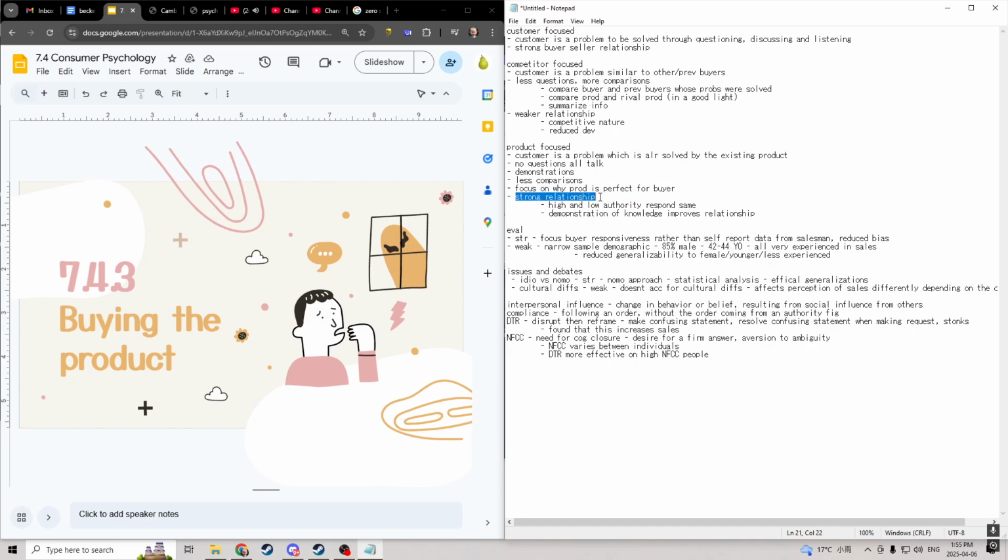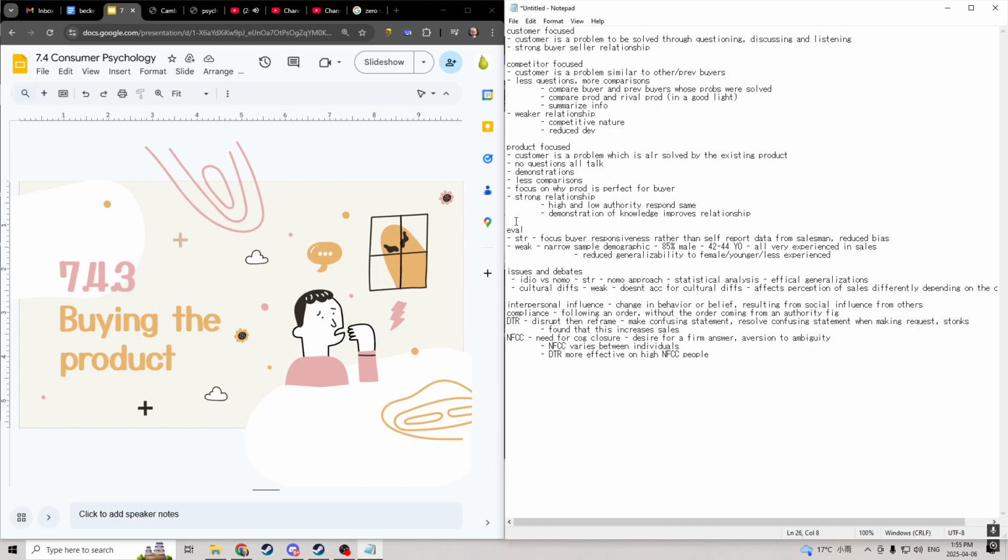This actually fosters a strong relationship because, first of all, the demonstration of knowledge that the infomercial salesman will do really improves the relationships. It engenders trust in the buyer, makes them think that the person knows what they're talking about. And also, high and low authority buyers respond the exact same to product-focused.